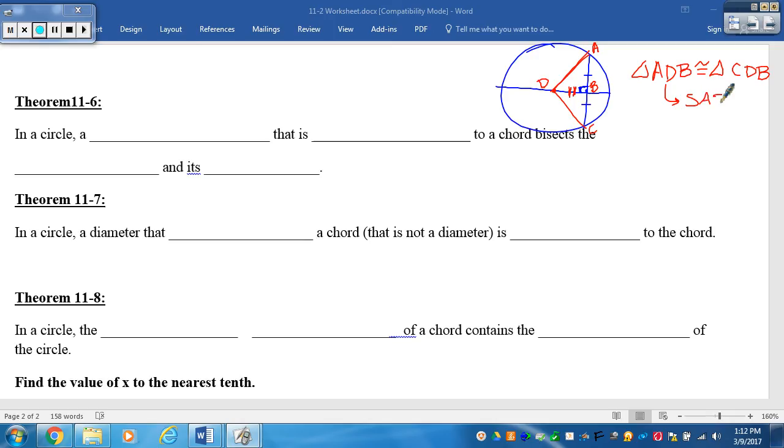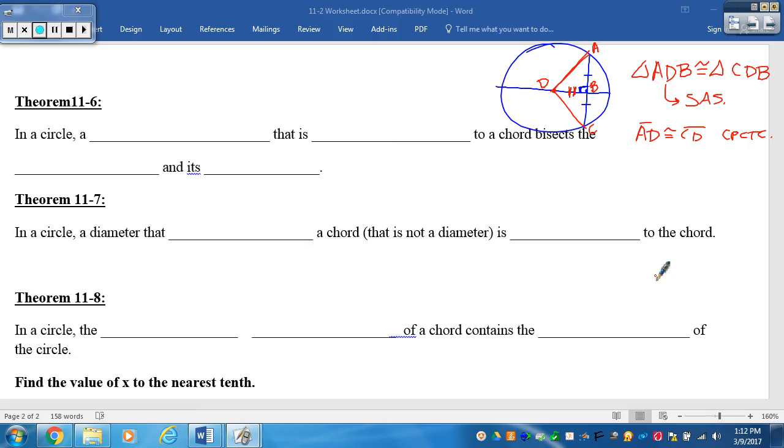Hopefully you're thinking side angle side. We've got those right angles and then the two sides congruent, okay? So we've got side angle side. Now, from there, I then would know that AD is congruent to CD by CPCTC, okay?